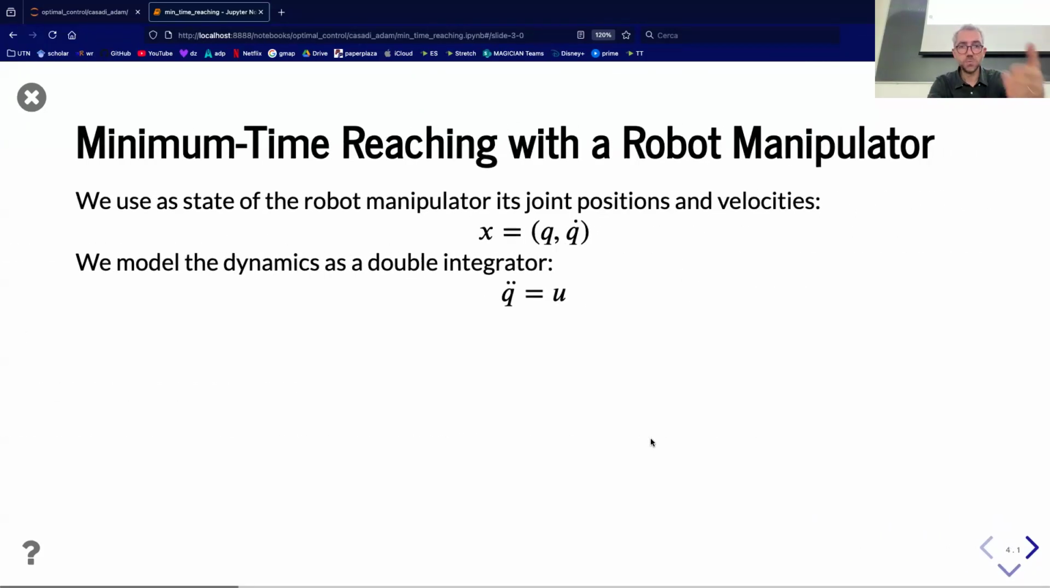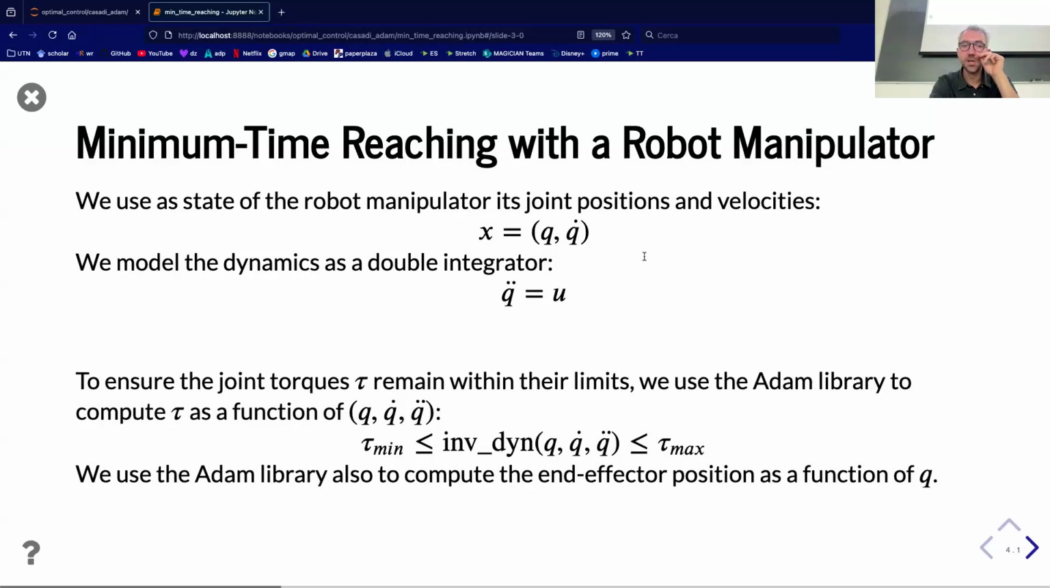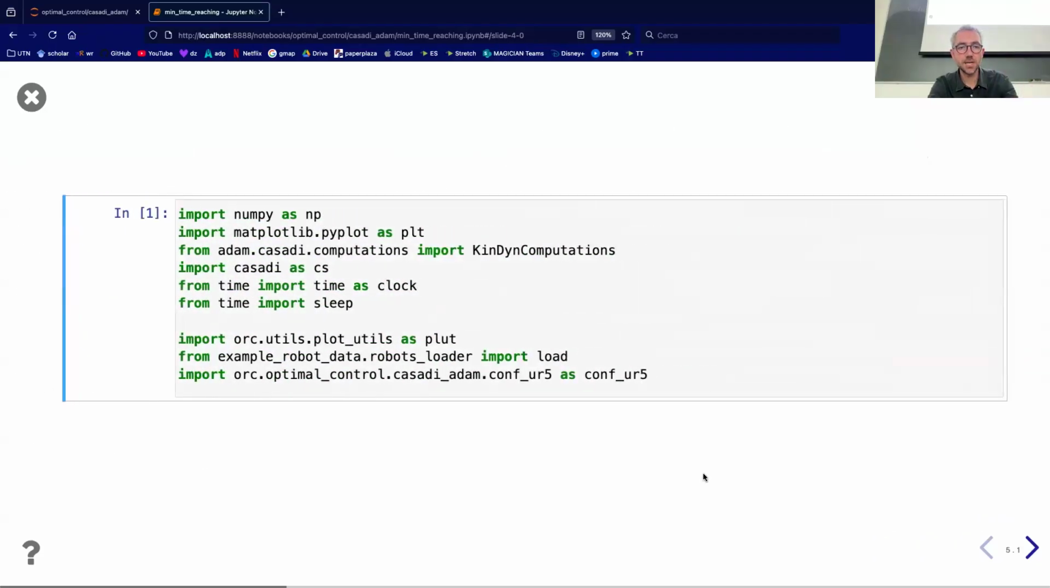Okay, so now we just go through the setup of the problem. We are doing it for a robot manipulator. So we have the usual model of the robot dynamics with the acceleration set as control inputs and the joint torques computed using the inverse dynamics of the robot for setting the joint torque bounds. We have already seen that.